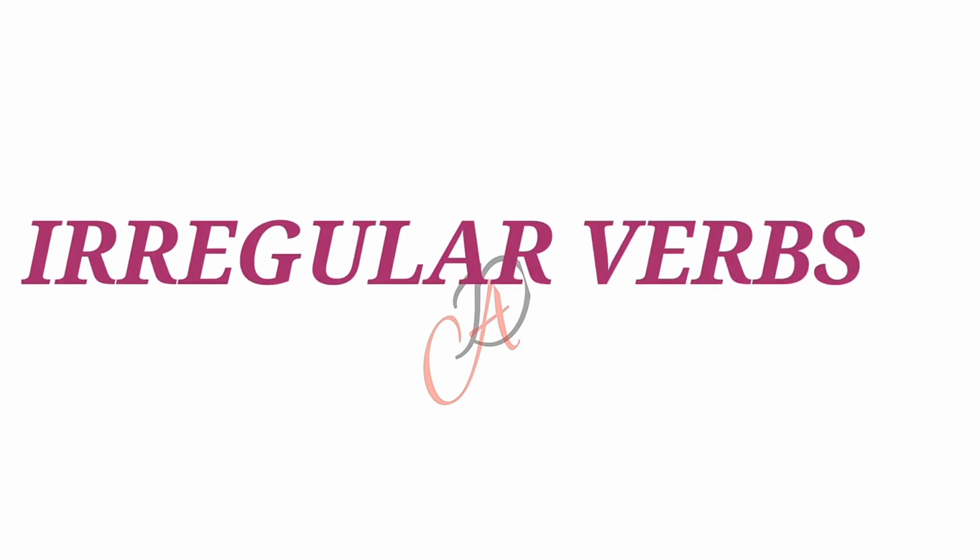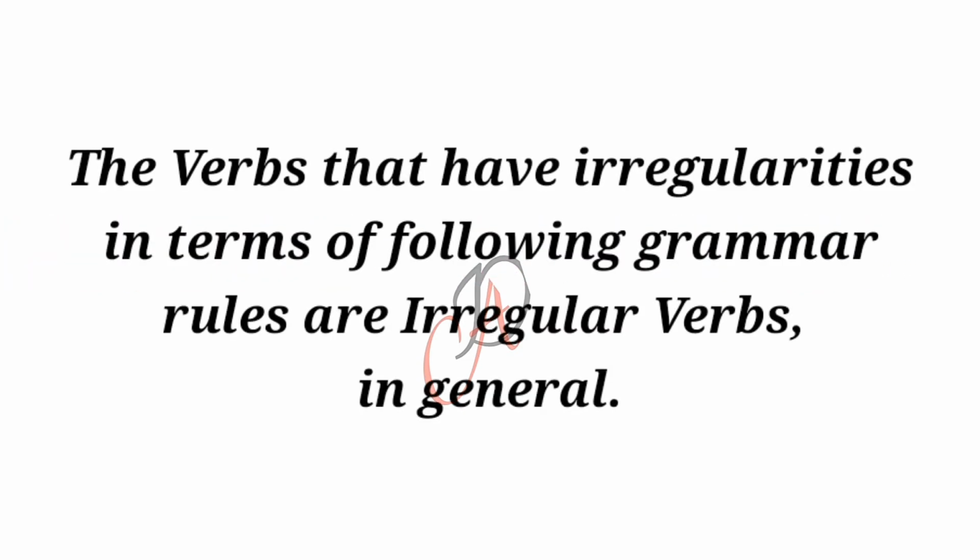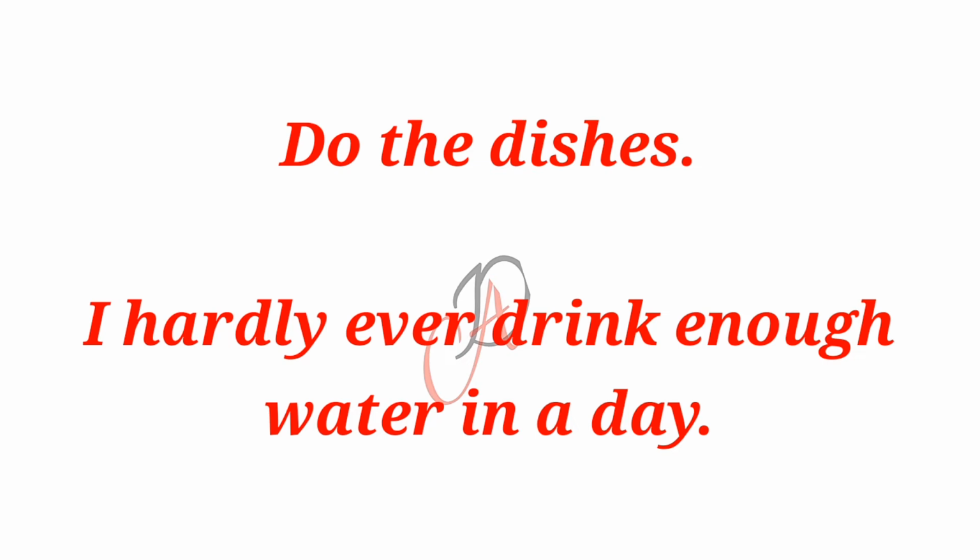The verbs that have irregularities in terms of following grammar rules are called irregular verbs. For example, do the dishes. The second example, I hardly ever drink enough water in a day. In both the examples, do and drink are irregular verbs.